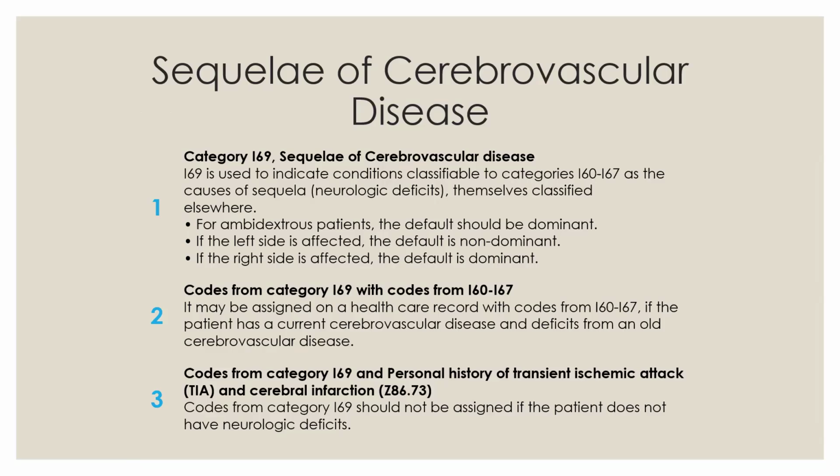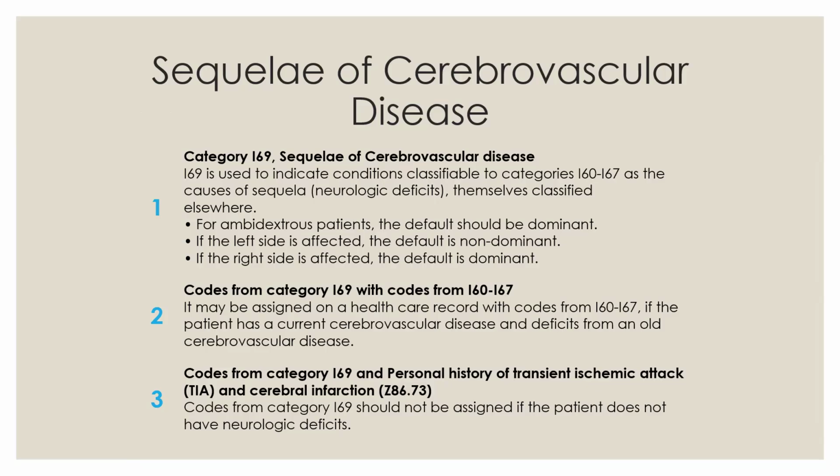Codes from category I-69 with codes from I-60 through I-67. Codes from category I-69 may be assigned on a health record with codes from I-60 through I-67 if the patient has a current cerebrovascular disease and deficits from an old cerebrovascular disease.